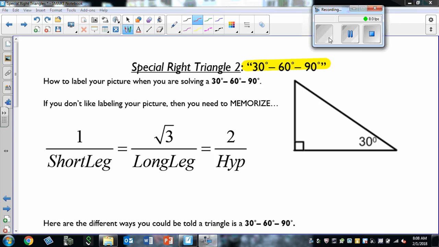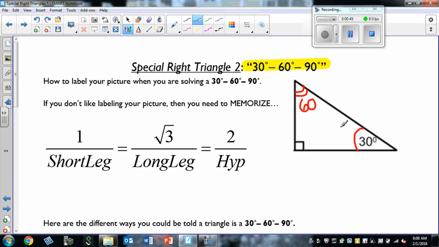So in a 30, 60, 90, the 30 could be in the bottom corner, could be in the top corner. Just look for where it is. So I have this 30. As soon as I see that, I'm going to go up here and write down 60. I do highly recommend you actually write the 60 in there. I'll show you why in a minute.